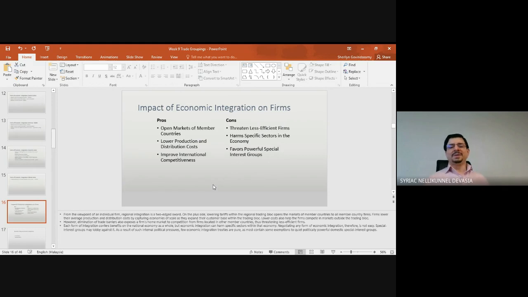So maybe it is time that we look at some more points on each of these. What are the pros and cons of economic integration? Pros and cons means advantages and disadvantages. So if you look at the advantages, a few advantages we have listed down here. Open markets of member countries, lower production and distribution cost, improved international competitiveness. So these are all advantages and there is no debate about it. It's self-explanatory. And disadvantages: threaten less efficient firms. Yes, it's very true. If your firm or your company is less efficient, because it is all about competitiveness. Competitiveness means lower the price, reduce the cost of production.